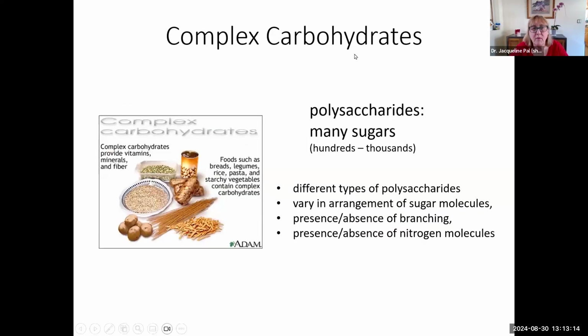Now, in contrast, we can have complex carbohydrates, all of which are going to be polysaccharides, which are many sugars, as in hundreds or thousands. And there's different types of these. They vary in how the sugars are aligned. Some of them are straight lines. Some of them have lots of branches. Some of them have nitrogen in them. Some of them will provide vitamins, minerals, and fiber. And these are the ones that we find in rices, legumes, things like lentils, bulgur wheat, our other vegetables, our starchy vegetables, our pasta, barley, things like that would have complex carbohydrates.